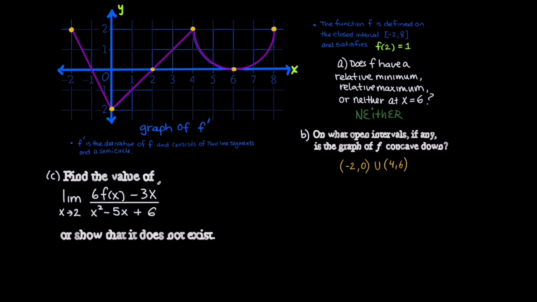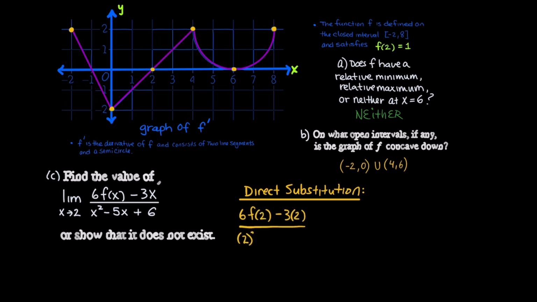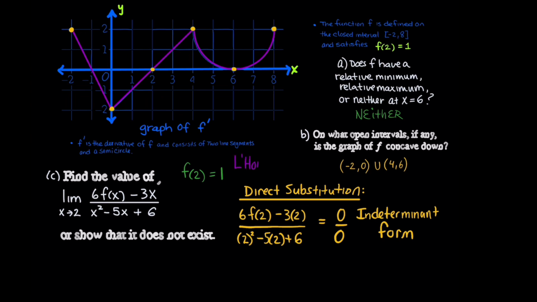Next is to find the value of the limit as x approaches 2 of 6f of x minus 3x over x squared minus 5x plus 6. We first try direct substitution to see what this gives us, by plugging in x equals 2 and evaluating both the top and the bottom of that fraction. Noting that f of 2 is equal to 1, we get 0 over 0, an indeterminate form, which is the perfect time to use something called L'Hopital's rule.